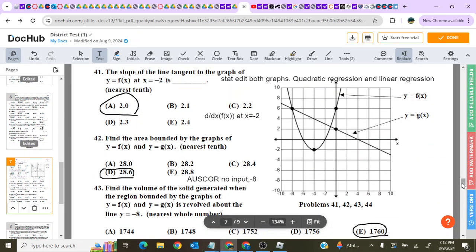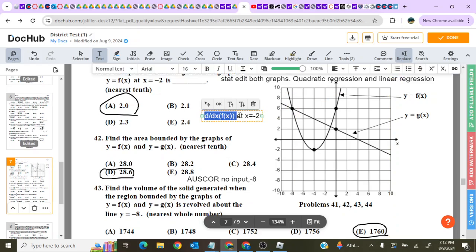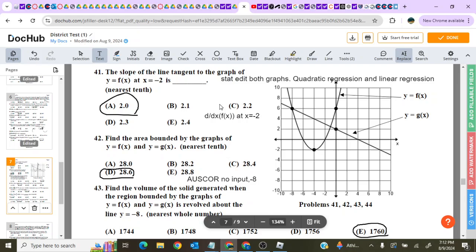41, the slope of the line tangent to the graph of f of x at x equals -2 is what? You'll want to stat edit both graphs, put in the coordinates for all of them, then use quadratic and linear regression, sort in y1 and y2 to solve a bunch of these problems. Then the first one, pretty easy. Take the derivative of f of x at -2, and you get a value of 2.0.